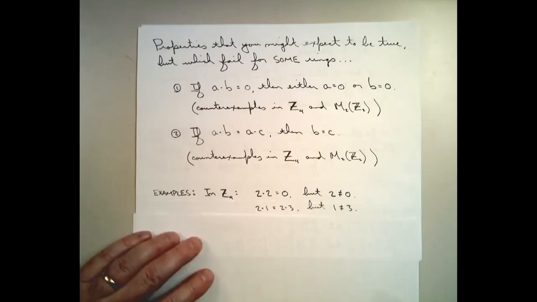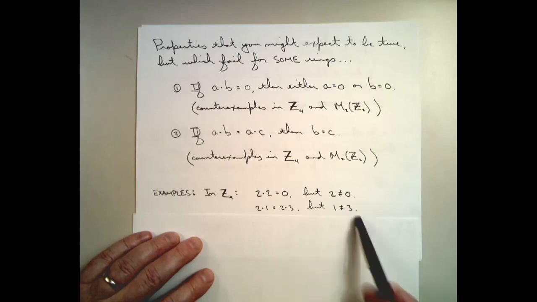And similarly, 2 is a non-zero number, but 2 times 1 and 2 times 3 both equal 2, don't they? 2 times 1 is 2, 2 times 3 is 6 in the integers, but 6 is equivalent to 2 in Z4. So I have A times B equals A times C, but B and C are different.